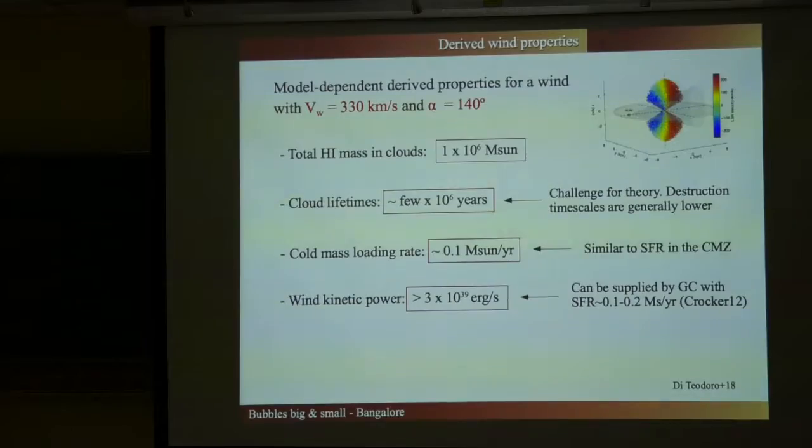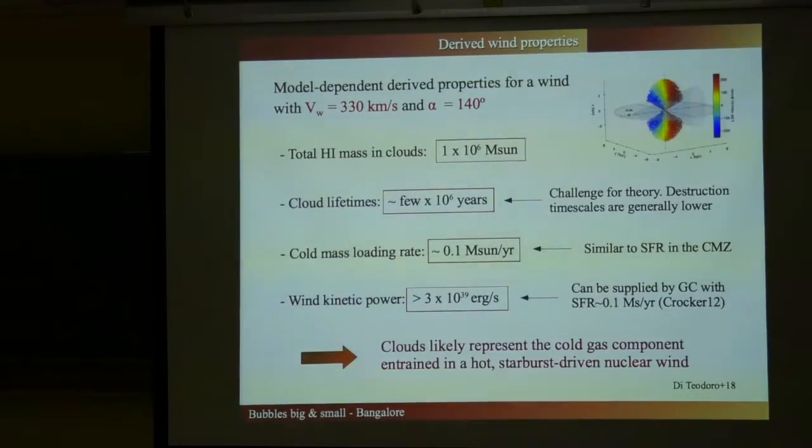So yes, all these features seem to be consistent with the idea that these clouds really represent material entrained in a wind, and this wind could be driven by the star formation in the center of the galaxy.